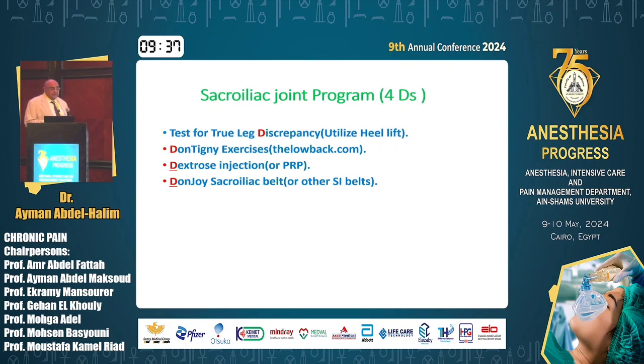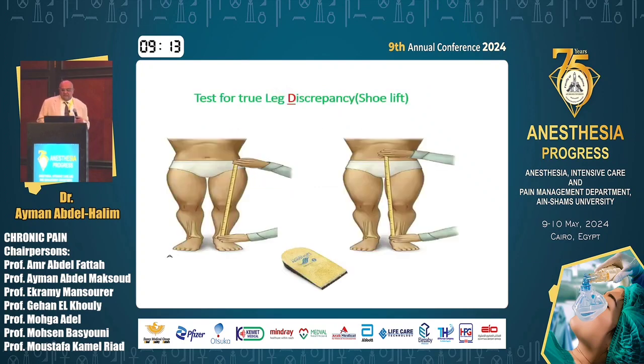Now I gathered a program for sacroiliac pain, which is about 20% of low back pain. It's a very common problem, and I call it the 4D. First, test for leg discrepancy. Then you do the Don Tigny exercises. You do the dextrose injection or PRP. And then you use the Don Joy sacroiliac belt.